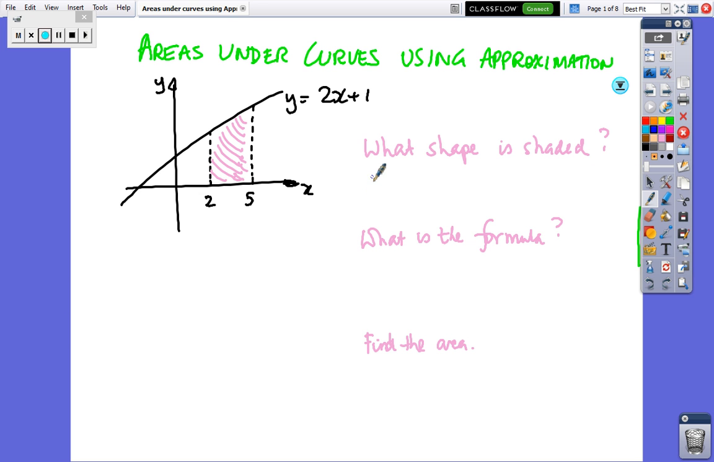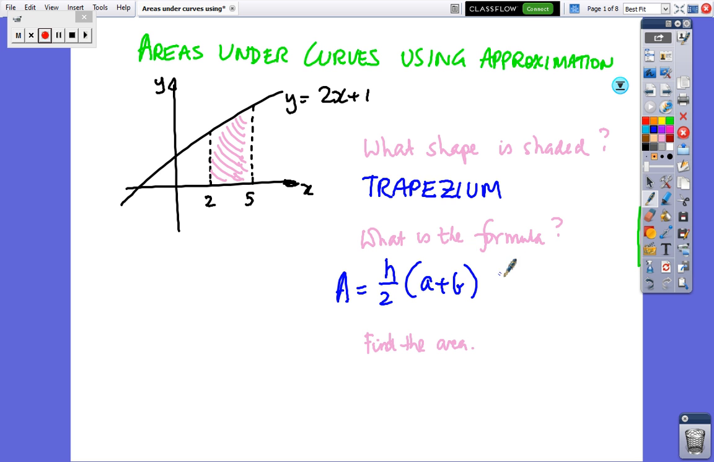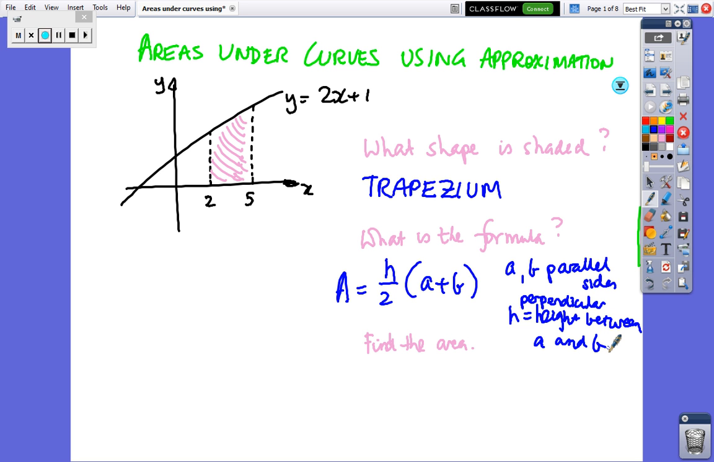Okay, so the shape that we formed is called a trapezium, and the formula for the area of a trapezium is h on 2 (a plus b), where a and b are the parallel sides, and h is the height between the parallel sides, the perpendicular height between a and b. So, to find the height, I need those two numbers there.